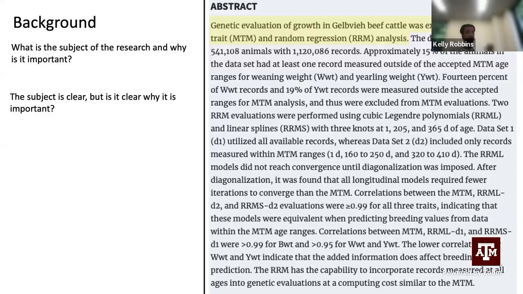Now, to say that in an abstract wouldn't work, right? That was way too wordy, but clearly, I did not do a good job on the background. So I think we can probably leave it at that now.